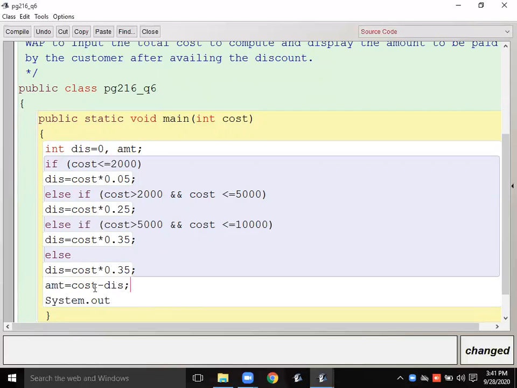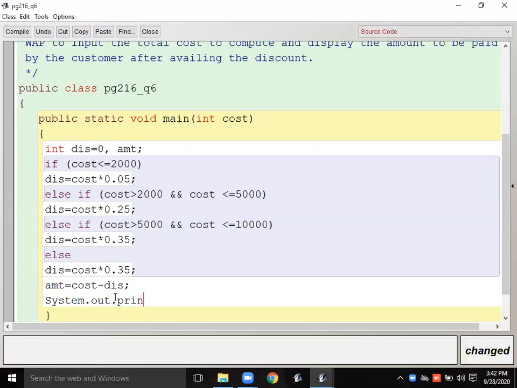Suppose user is purchasing 100 rupees worth of some item. Okay, so 5% of 100 will be calculated first, then 100 minus that 5%, which is 5 rupees. Okay, so 100 minus 5 will be 95, so 95 is going to be stored in amount.